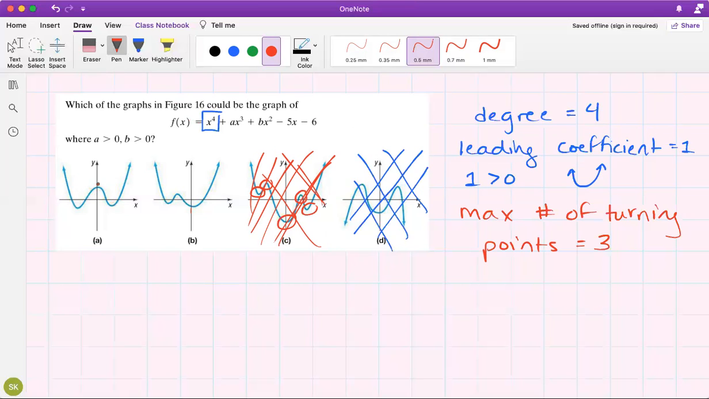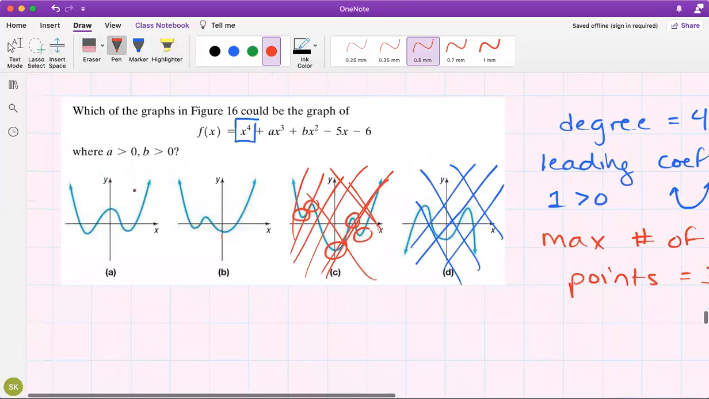I noticed by looking at these two functions that we have a y-intercept. Okay, what is the y-intercept? Here, for this graph, the y-intercept is bigger than 0, some kind of positive number. And here the y-intercept is below 0 because this is the x-axis.